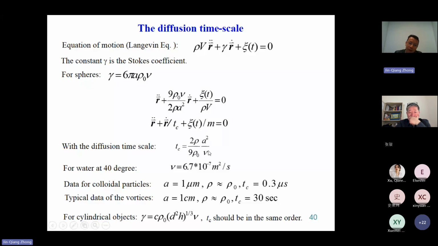Because the size of the vortices is macroscopic, I got a transitional time on a time scale of 10 seconds. But if we consider the microscopic Brownian particles, if the radius is only 1 micrometer, then I got a transitional time of only 0.3 microsecond. Okay. So it's size dependent, right? It is size dependent.